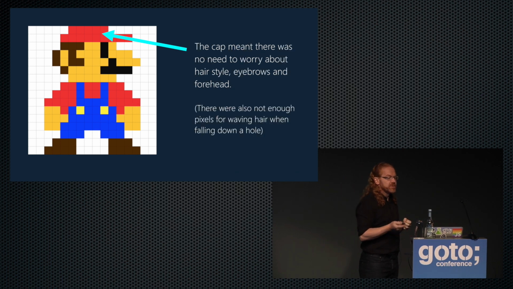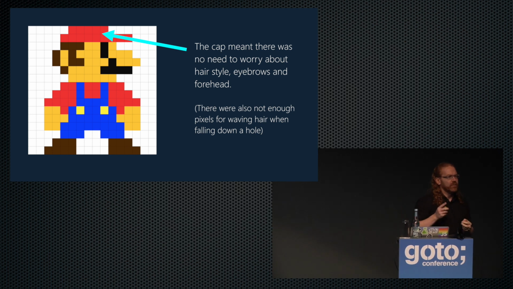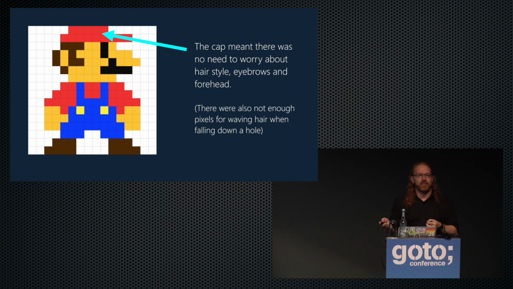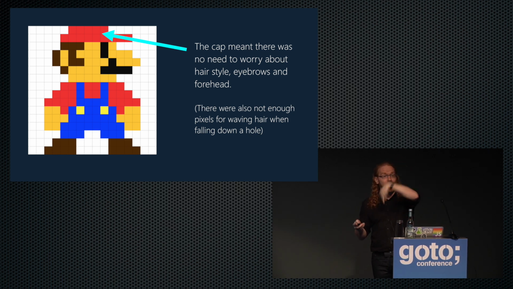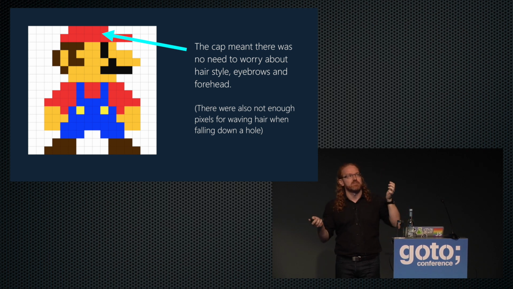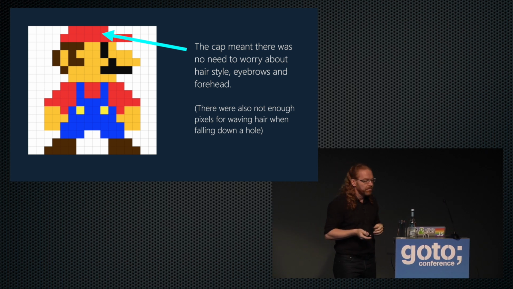The cap meant there was no need to worry about hairstyle, eyebrows, or a forehead. Actually, originally Mario was not supposed to be a plumber. They just needed to make him a plumber because they didn't have enough pixels for the hair when he fell down a hole. So they just gave him a cap and then like, okay, who has caps? Plumbers. Okay, cool. We got these pipe sprites as well, so we might as well use those.